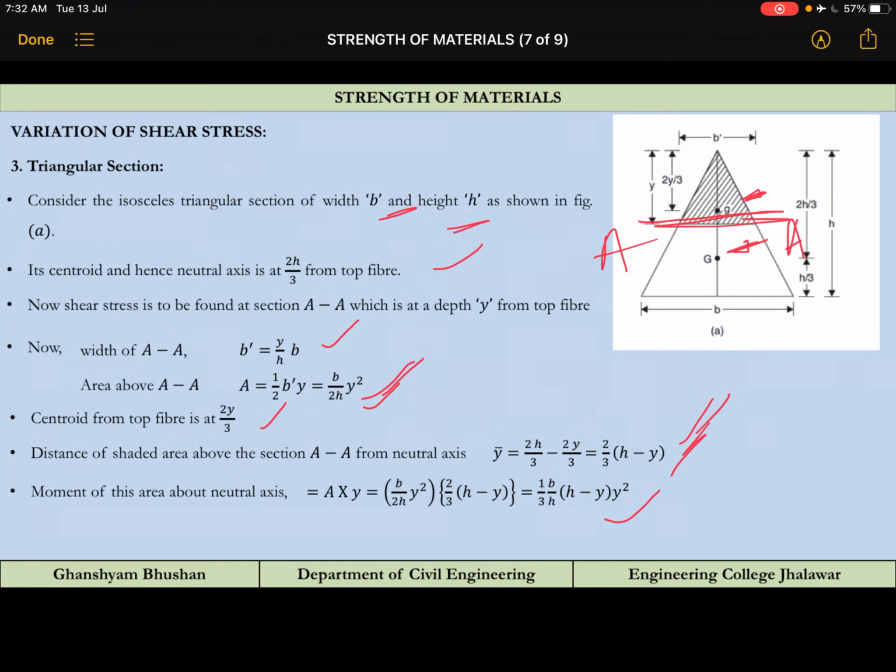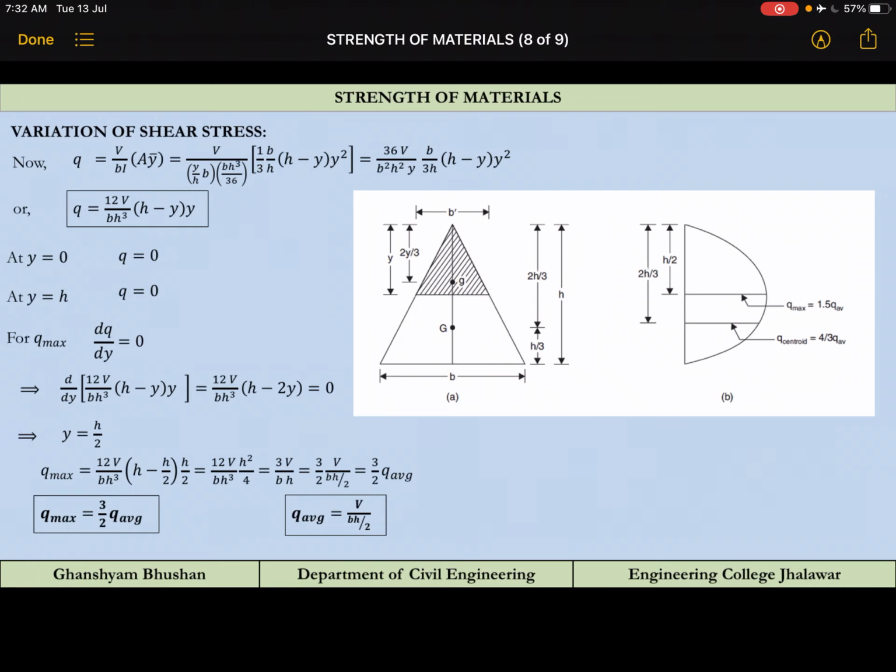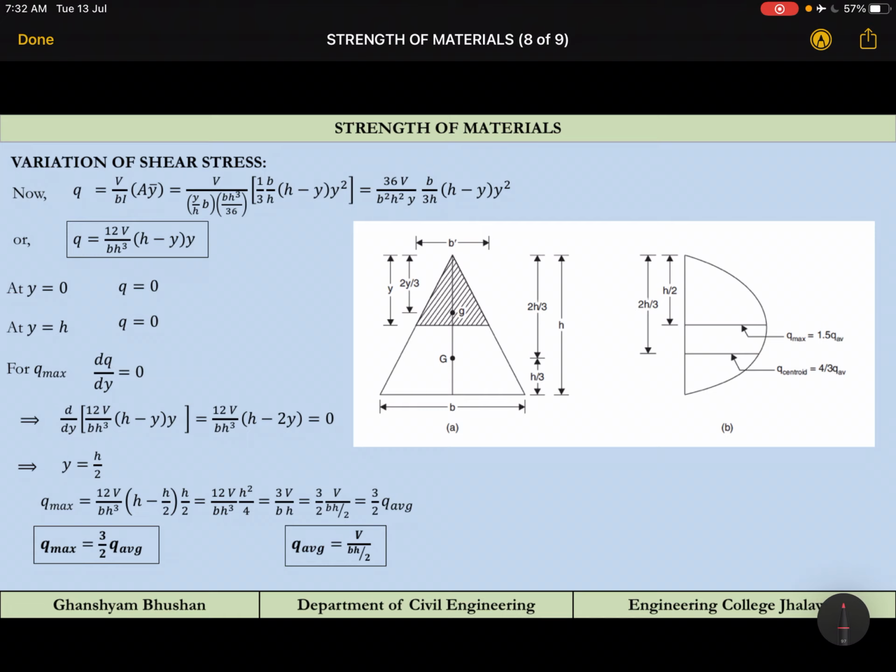So now what we are going to do, we will be simply putting the values in the equation. q is nothing but V upon b I into A y bar. So just put all the values. What we are getting, q is 12 V upon b h cube (h minus y) into y. This is also a parabolic variation because this y will be multiplied inside and it will become hy minus y square. Now interestingly, here what we are going to see, at y equal to 0, q is 0.